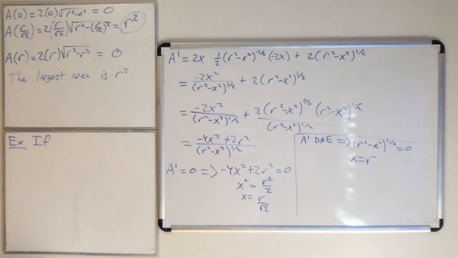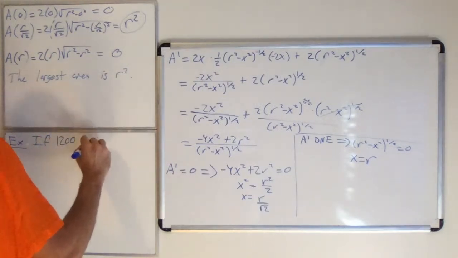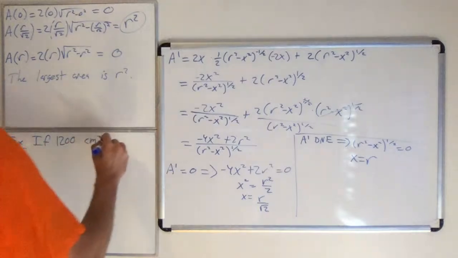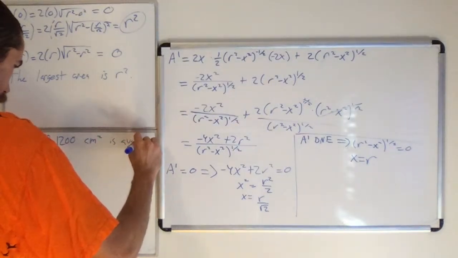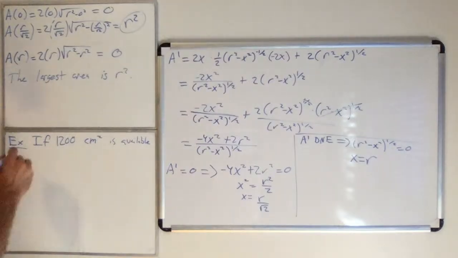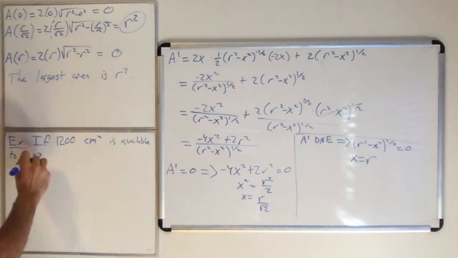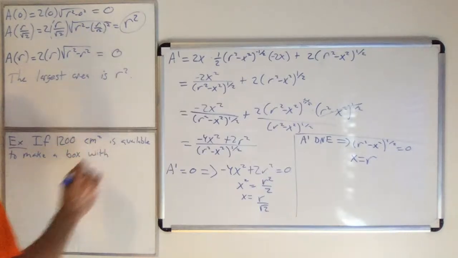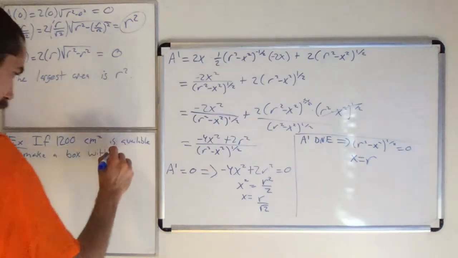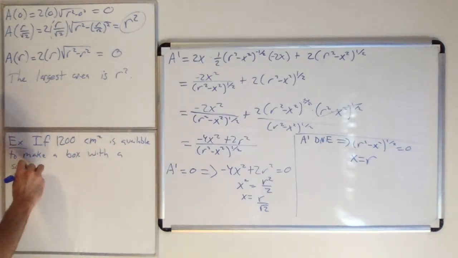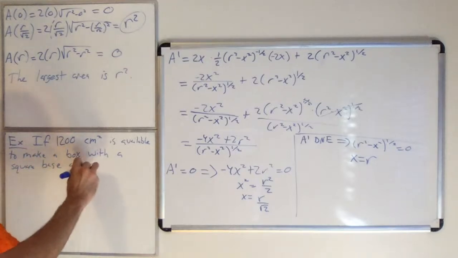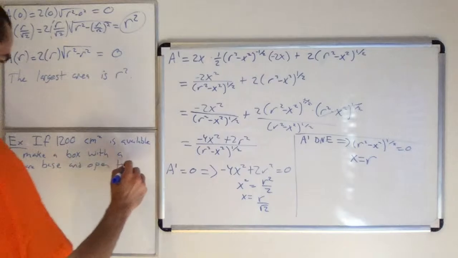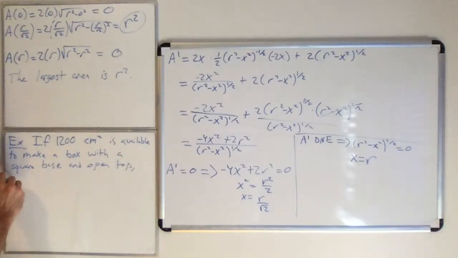So this question says, if 1,200 square centimeters is available to make a box with a square base and open top, find the largest possible volume.